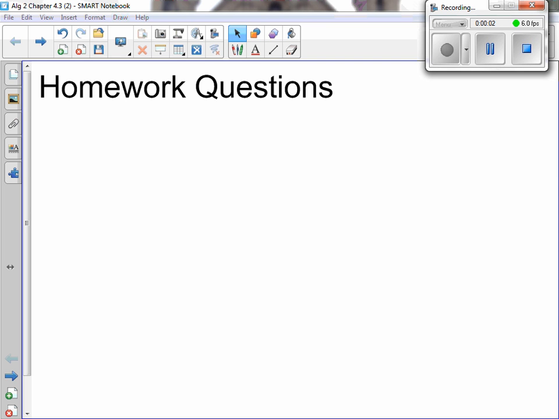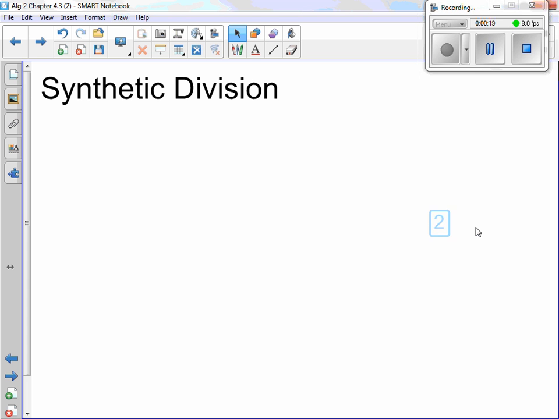What we're looking at today is synthetic division. Synthetic division is similar to long division, though not quite too much, but we'll still be dividing polynomials. And I believe you're going to like synthetic division better than long division.